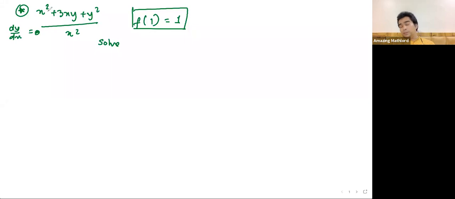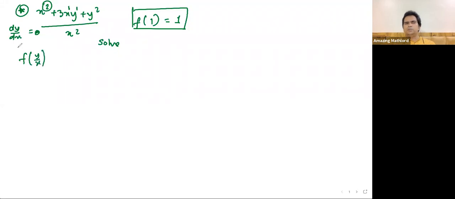So you've got to look at the combined degrees of each term. Here the degree is 2, here the combined degree is 2, and here the degree is 2 and 2. So if the degree of the numerator and the degree of the denominator, and all the terms, have the same degree, then we call the equation a homogeneous equation. Now such equations can easily be transformed to f of y upon x.